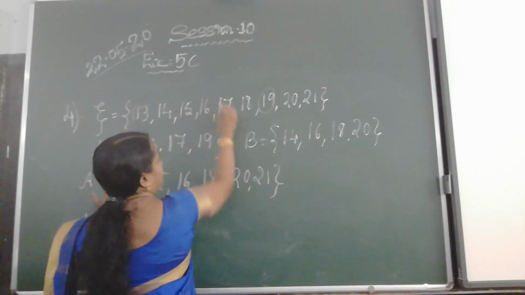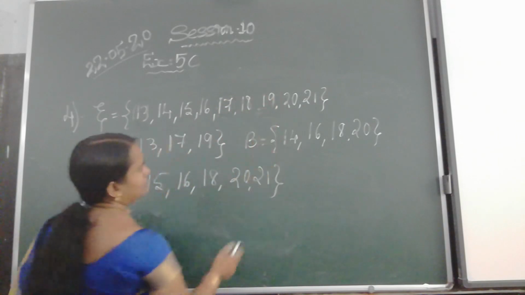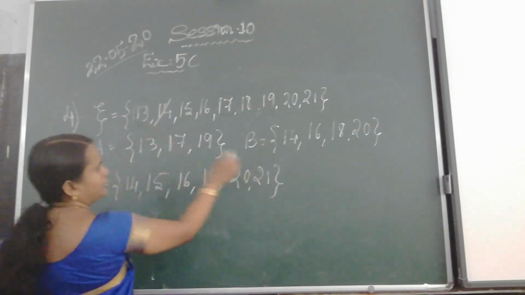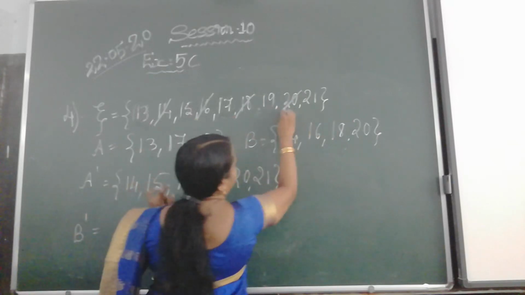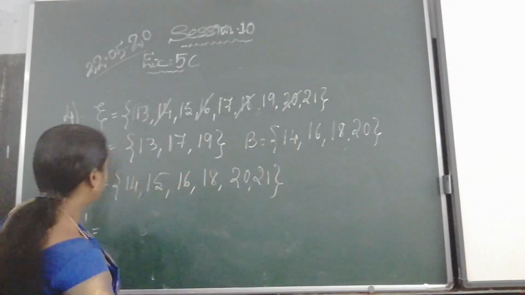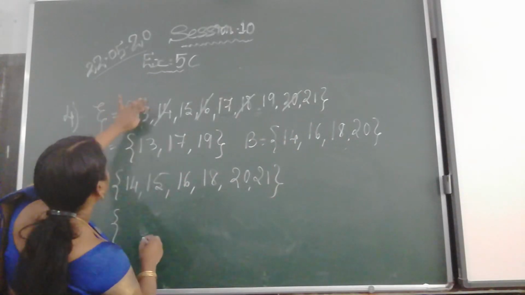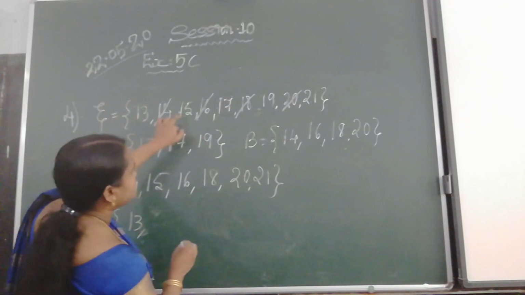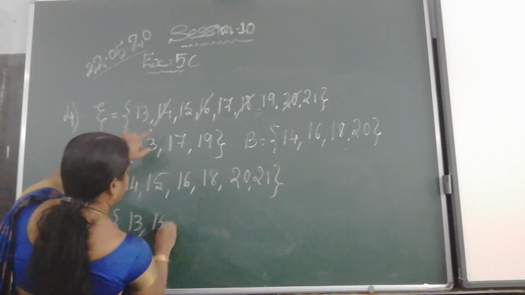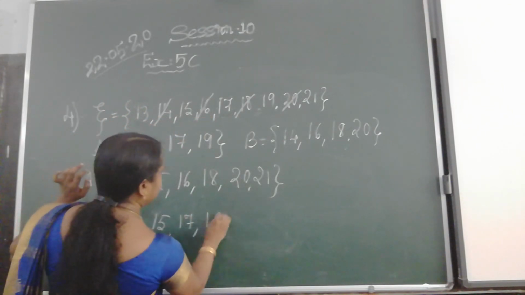Now B complement means we have to compare universal and B. Cut 14, then 16, then 18, after that 20. Now which is left in universal? That only is the complement. That means 13, 15 also we have to write, 17 also we have to write, and 19.